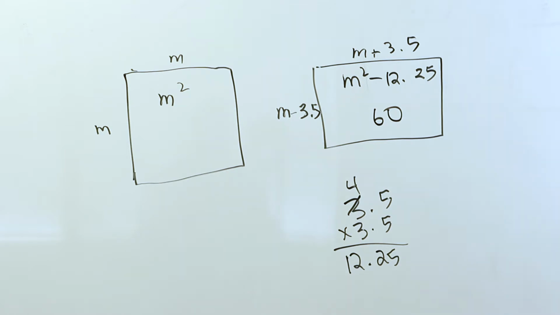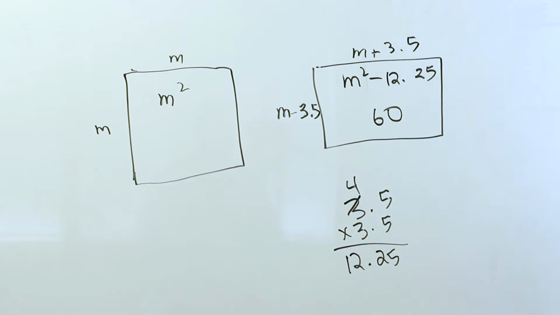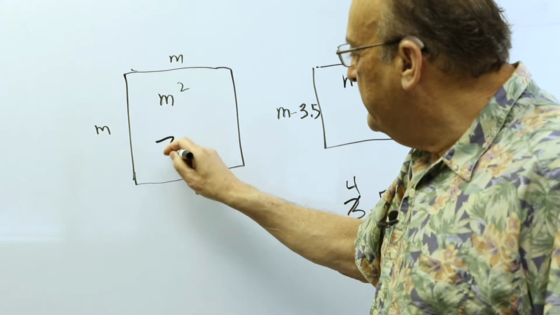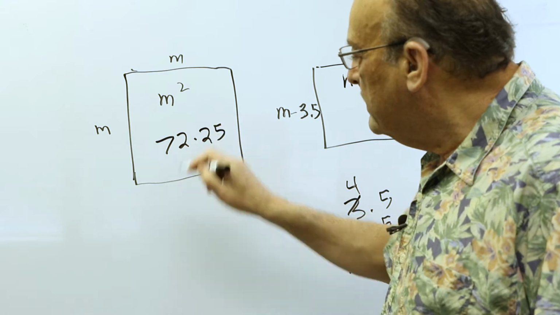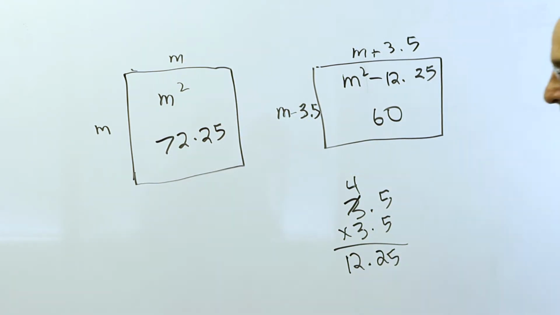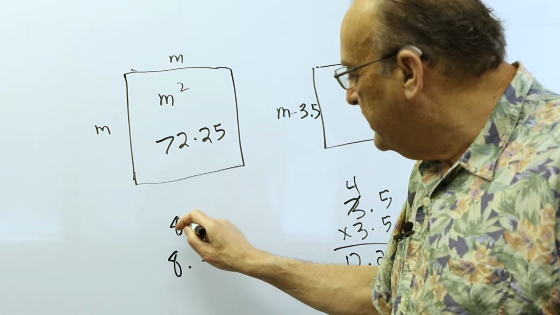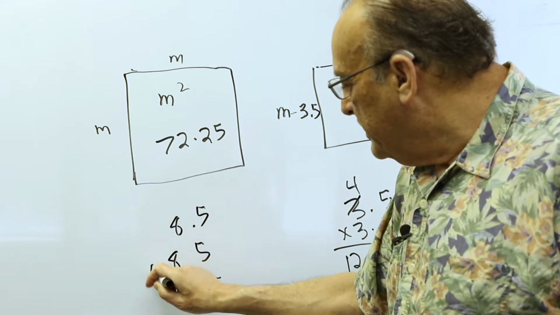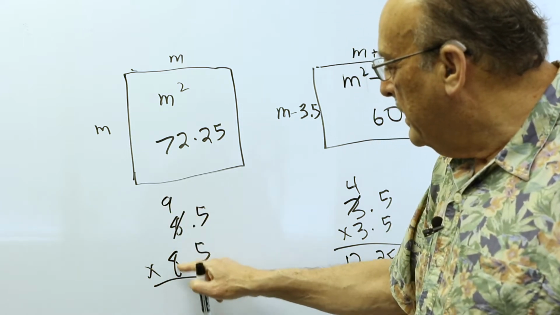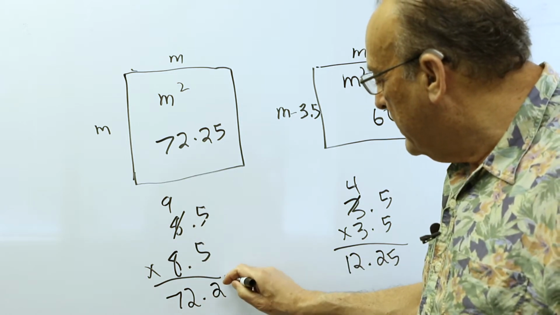Now, it turns out that the square will have the area 60 plus 12.25, which makes the area of the square 72.25. And I can use the trick again, but I have to use it backwards. So I can see that it's going to be 8.5 times 8.5, because then I can cross this out and make it one more. 8 times 9 is 72, and 5 times 5 is 25.